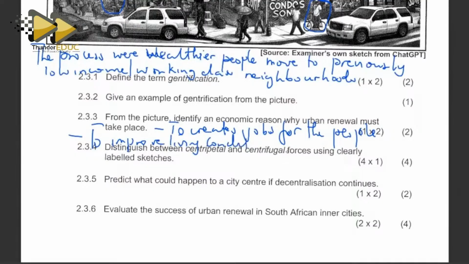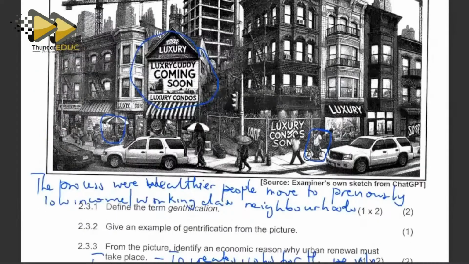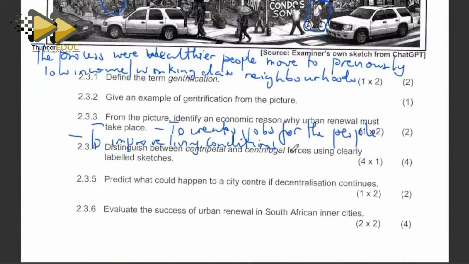If wealthier people come into the area, they're going to improve living conditions. If people are informal traders, in most instances, they are earning very low. But if they are gainfully employed, formally employed, they are going to get better. So it is also justified to improve the living conditions or the living standards of the people.